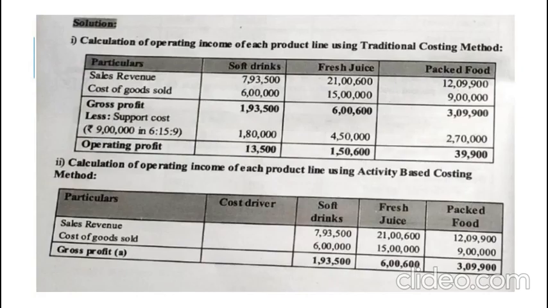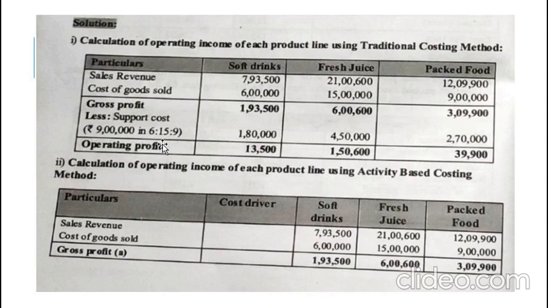So as we are distributing it based on the cost of goods sold, which is 6 is to 15 is to 9. So how did you get your 6 is to 15 is to 9? That is the ratio which is taken from the cost of goods sold, 6, 15 and 9. So based on this we will distribute.